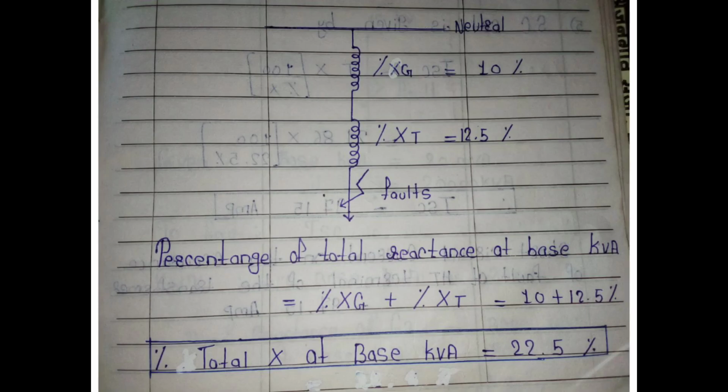The generator and transformer are connected in series, so we add the percentage reactances for the total reactance at base kVA. Total percentage reactance at base kVA is equal to percentage reactance of generator plus percentage reactance of transformer. The generator is 10% and the transformer at base kVA is 12.5%. Adding these, the total percentage reactance at base kVA is 22.5%.